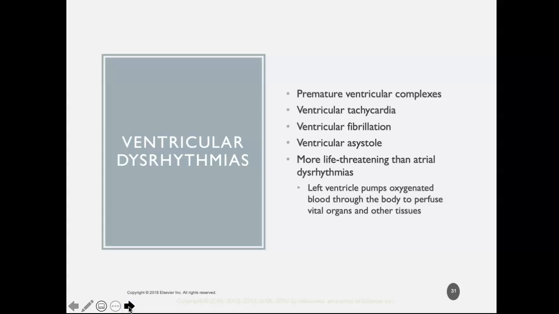So now we're moving on. We've kind of worked at the top half of the heart. Now we're going on to what's called the ventricular dysrhythmias. So the ones that kind of occur more at the bottom half of the heart. We're going to talk about premature ventricular complexes, also called PVCs, ventricular tachycardia, ventricular fibrillation, ventricular asystole, or just asystole.